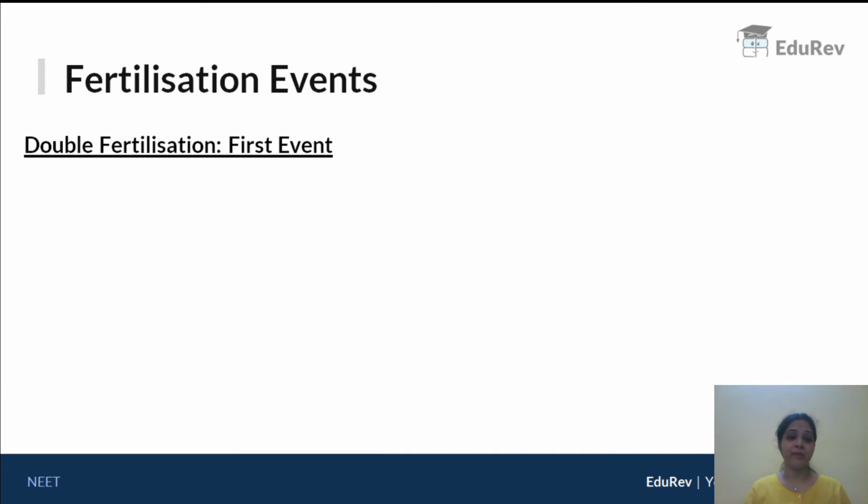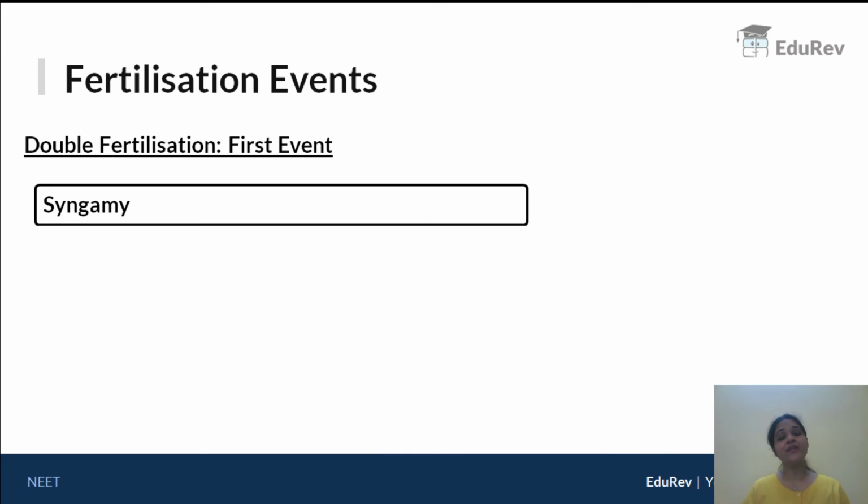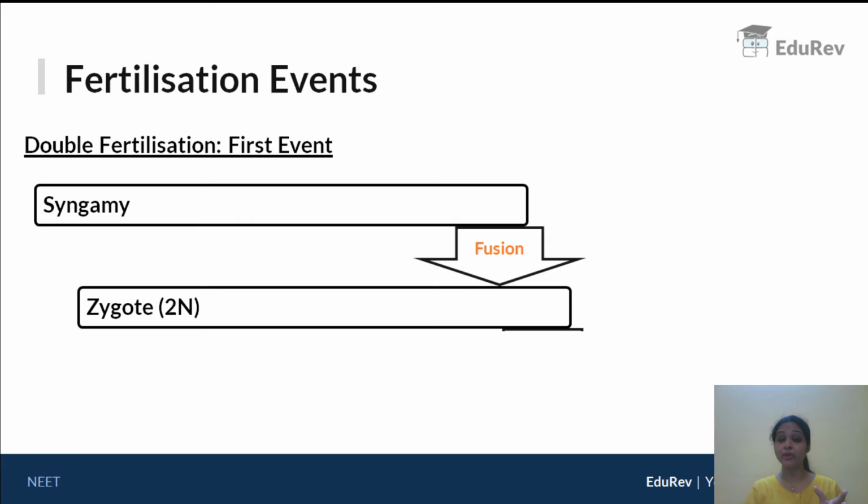Let's look at it in depth. The first event of double fertilization is called syngamy. Syngamy implies synchronized gamete fusion. Okay, so the very fact that you say synchronized gamete fusion, we are talking about a haploid egg cell with a haploid male gamete. Both of them are fusing together, so you have a fusion product resulting in a diploid zygote. This is but obvious when we have normal fertilization or normal syngamy.